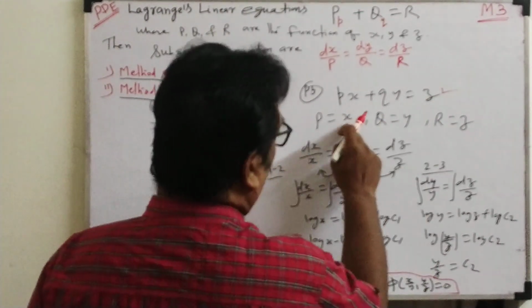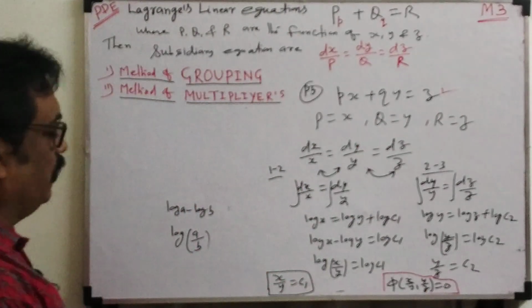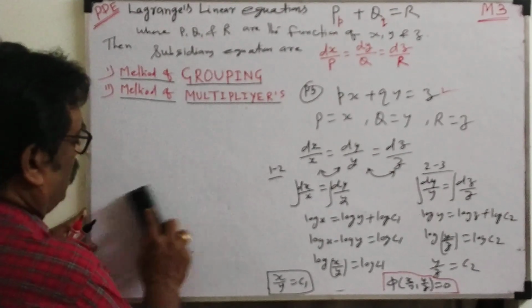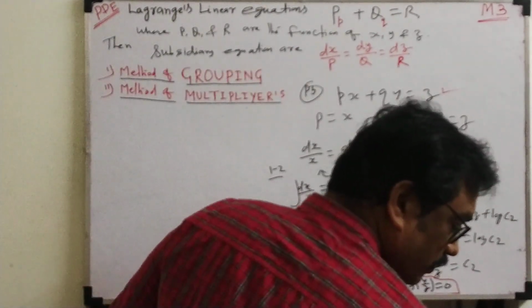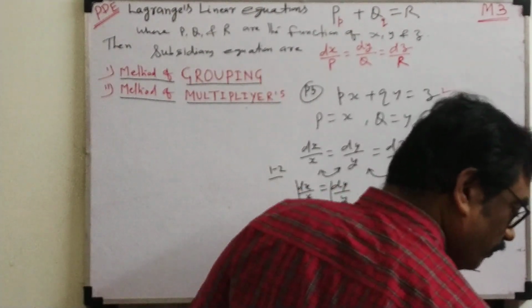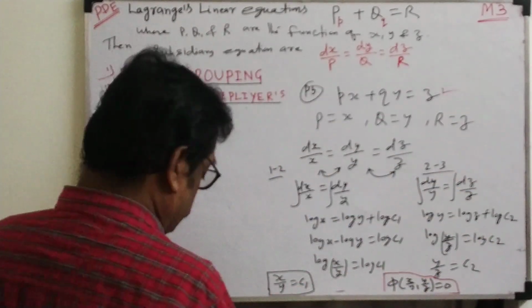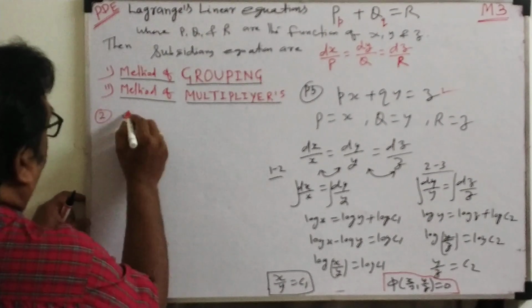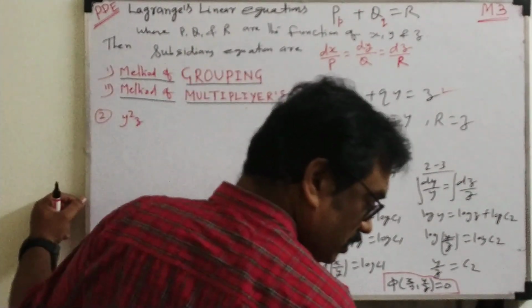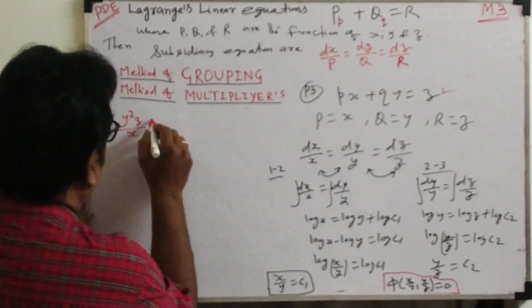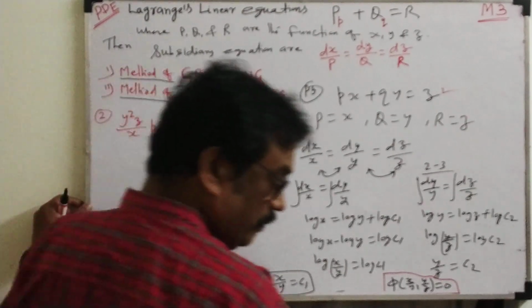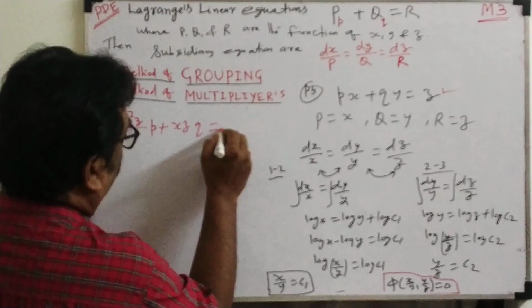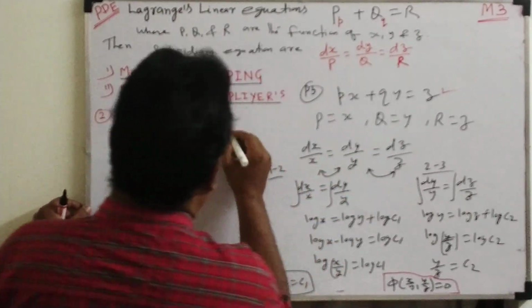See here, the terms were small, so we used the method of grouping. Now we'll take a little bigger problem. Okay, you come this side. We'll take one more problem, problem number 2. Y square z by x is given as small p, plus xz as small q, equal to y square.